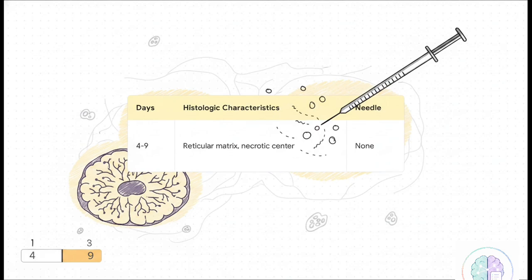Moving right along to Stage 2, late cerebritis, covering days 4 through 9. The environment is shifting now. A reticular matrix begins to form, acting like a collagen precursor, and right smack in the middle, a necrotic center starts developing. Because the tissue in the center is actively breaking down, if a surgeon inserts a needle now, they'll feel absolutely no resistance. It's like hitting empty space.